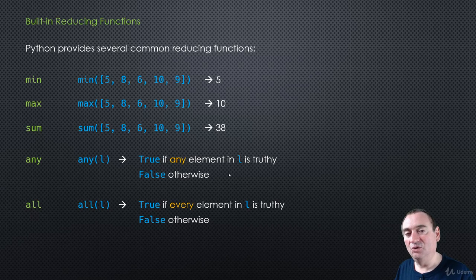So what's happening with any and all is that it's looking at the truth value of each element in your iterable. And in the any case, it will return true if any of them are truthy. So basically it's doing an OR between the truth values of every element in your iterable and returning that result. The all, on the other hand, is putting an AND between all the values. So if every element in L is truthy, so if the truth value of element 1 and the truth value of element 2 and the truth value of element 3 and so on is true, that's what gets returned, true. So that's a reduction as well.